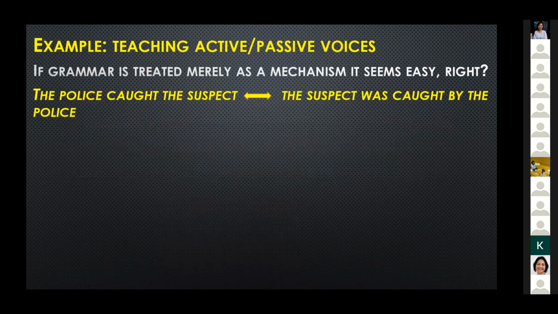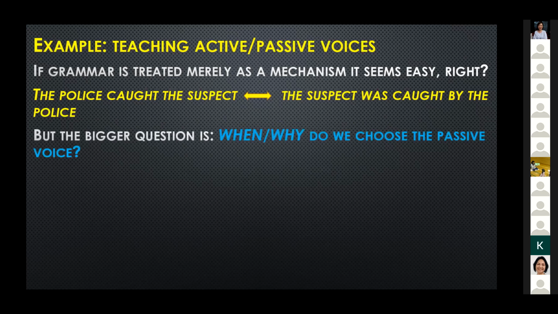Okay, the active to the passive. I'm sure you've all dealt with this in your classrooms before. Now, if we think of active-passive grammar just as a mechanism, it appears quite easy, right? So the police caught the suspect, the suspect was caught by the police. It's pretty easy, but there's a bigger problem here. This alone is not going to help our students to understand how to use active versus passive in English.